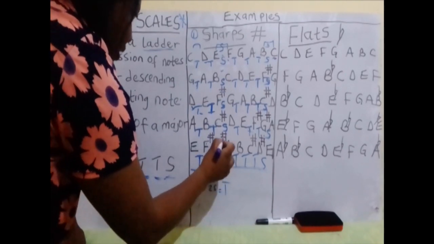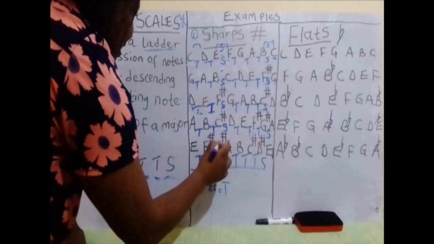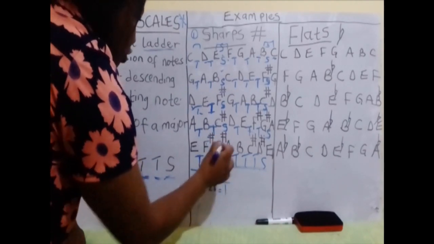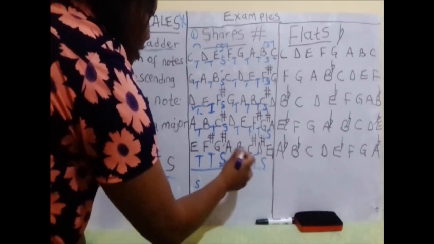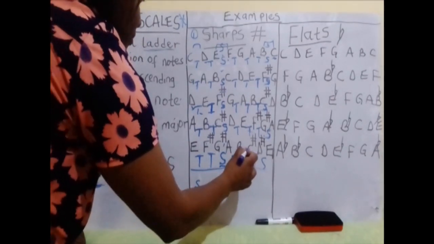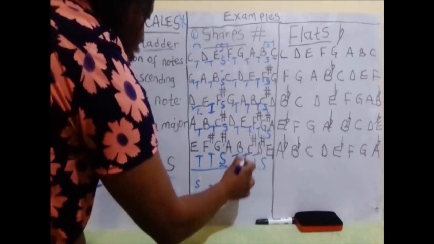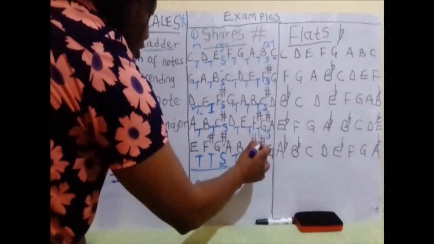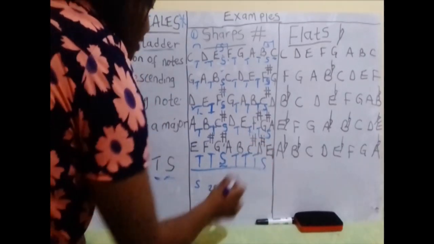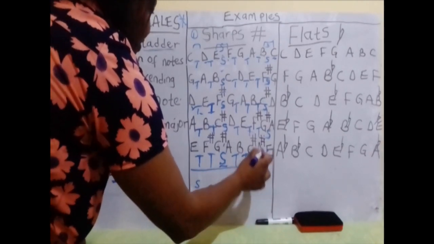Same applies to B to C. We must add a sharp here so that we can get the formula of a tone. And then between D to E, we must also add a sharp here so that the distance between D to E becomes shorter to fit the formula. So in short, we are saying that for major scales, the formula must be tone, tone, semitone, tone, tone, tone, semitone.